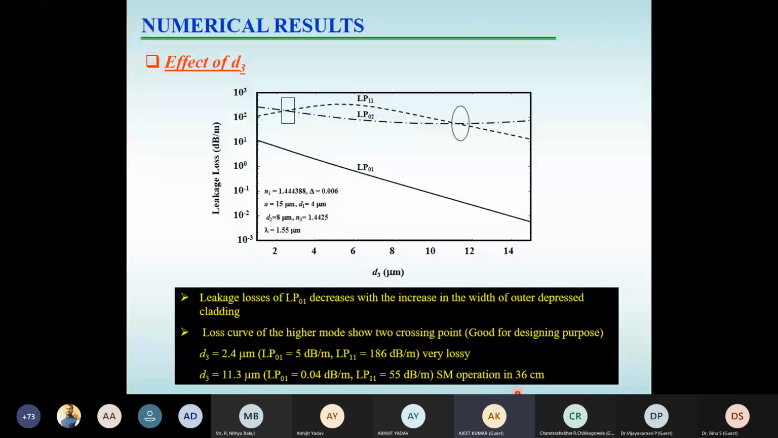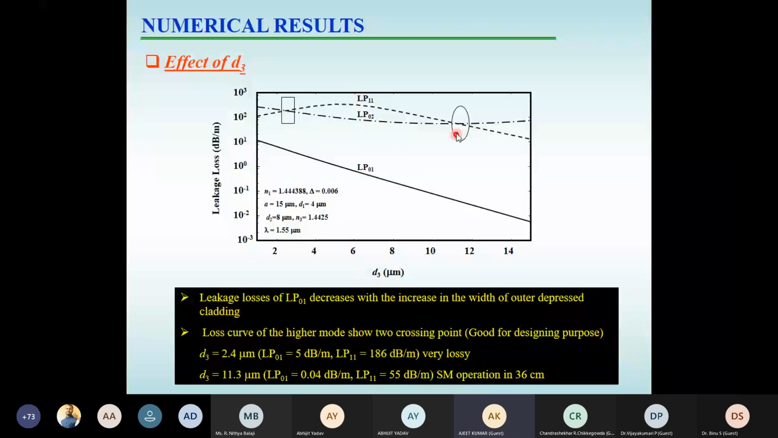All right. However, if you look at this other crossing point, it will give you a loss of the first higher order mode which is much greater than in this particular case. Here you have 55, but here you have close to 200, 186. So this can also give you single mode operation in a very small length of fiber. But the problem is in this particular design parameter, the loss of the fundamental mode is also not bearable. All right, so that's why we need to go away from this design parameter. So the better one is this one.